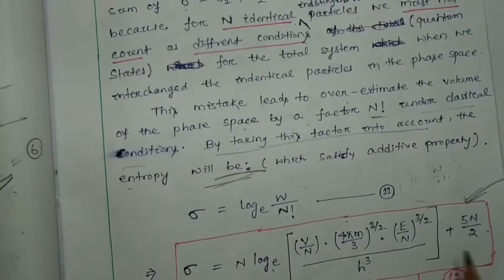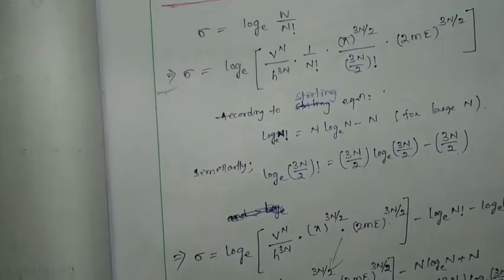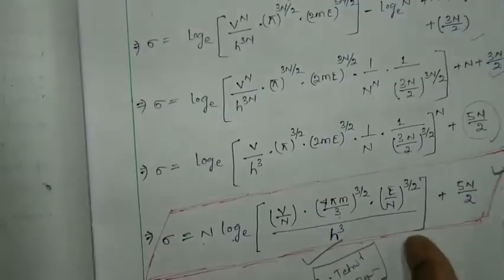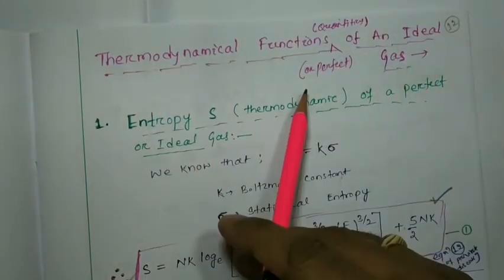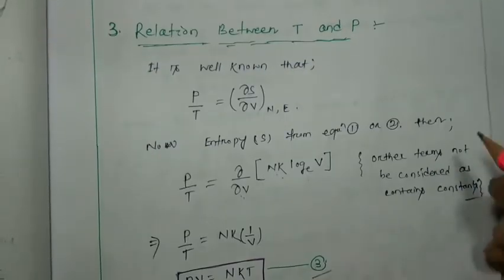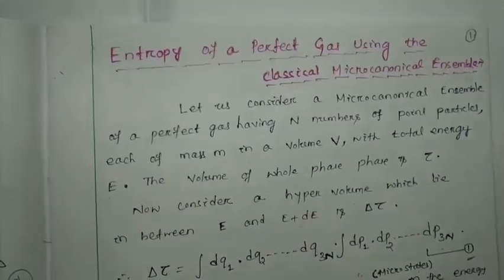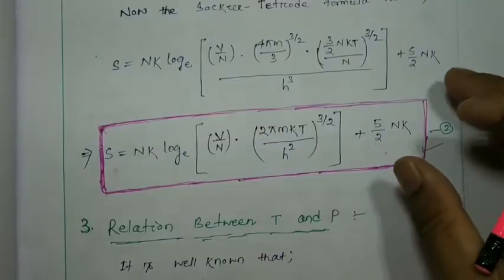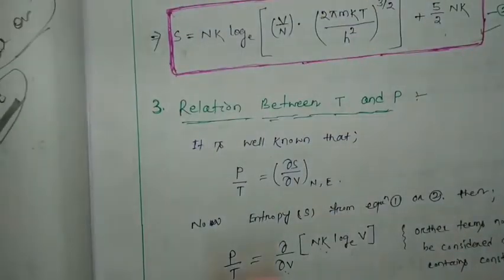Up to this much we finished with a single video, and then after up to this much explanation, another single video, for the thermodynamical quantities of an ideal or perfect gas. With two videos we completed this topic. Here: thermodynamical quantities, entropy, internal energy, the relation between T and P, and chemical potentials.